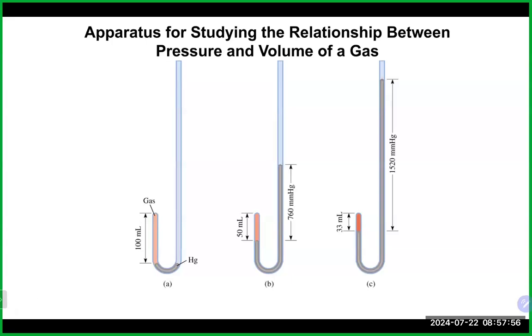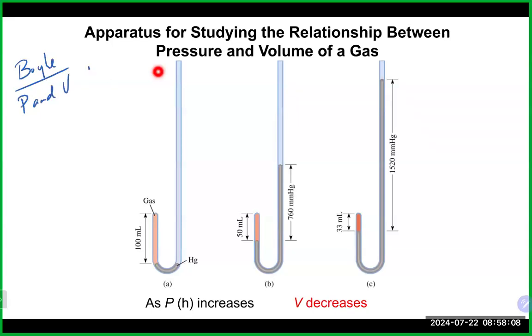All right, so let's take a look at the first relationship, which is our friend Boyle's law. Boyle looked at the relationship between pressure and volume. He held temperature constant. And what he saw, as you can see in these containers here, is that as the pressure goes up, the volume typically will go down. So this is an opposite relationship.